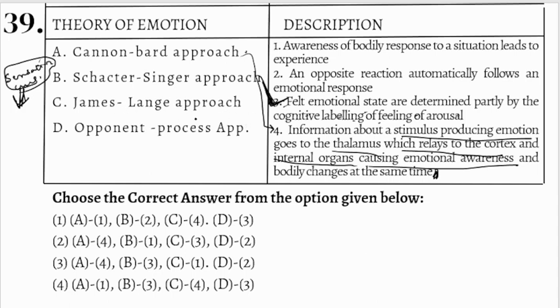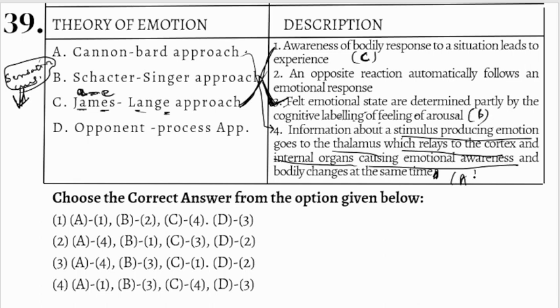James-Lange theory, you can always remember it by A and E. A comes before E, which means action comes before emotion. So there would be arousal before the experience of emotion. So awareness of bodily responses to a situation leads to experience of emotion. So C matches to 1. Okay, I'm writing here, C matches to 1.